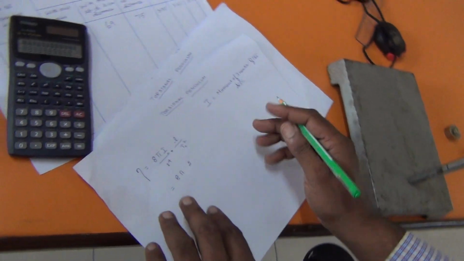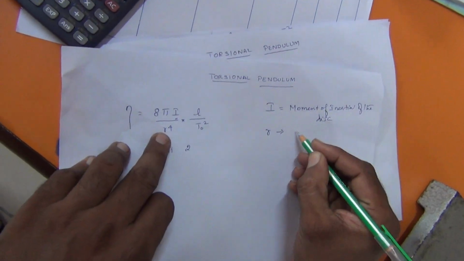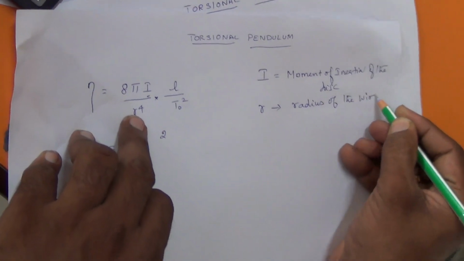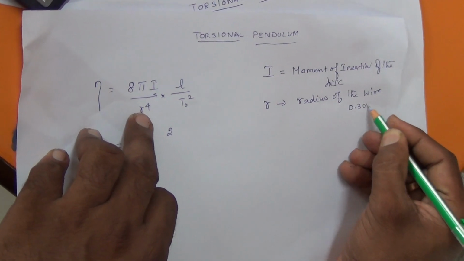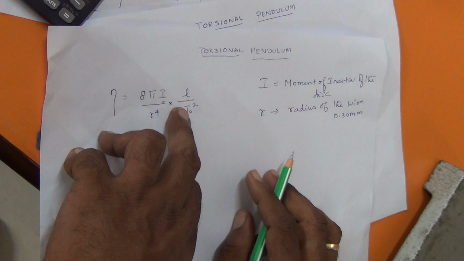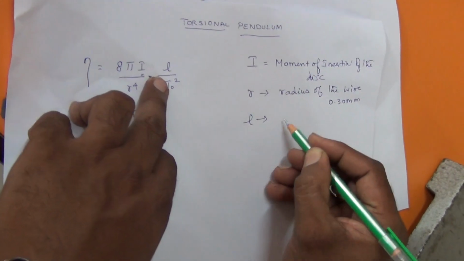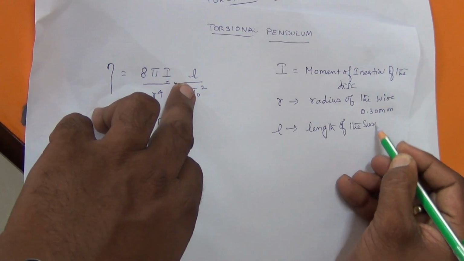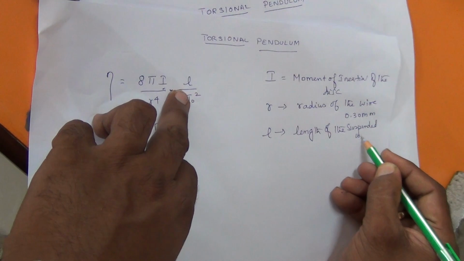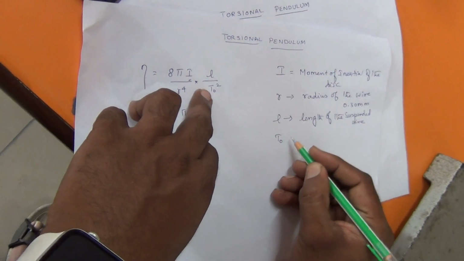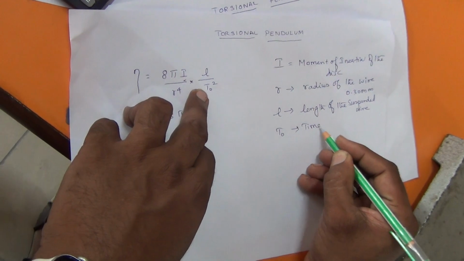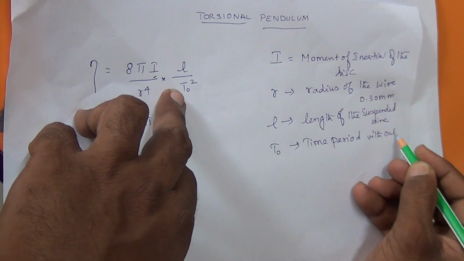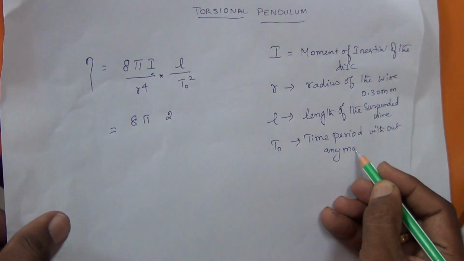So we have a formula. R is the radius of the wire, which we have seen is 0.30 millimeter. We already determined it. L is the length of the suspension wire, whatever wire is suspended. T0 is the time period without any mass.